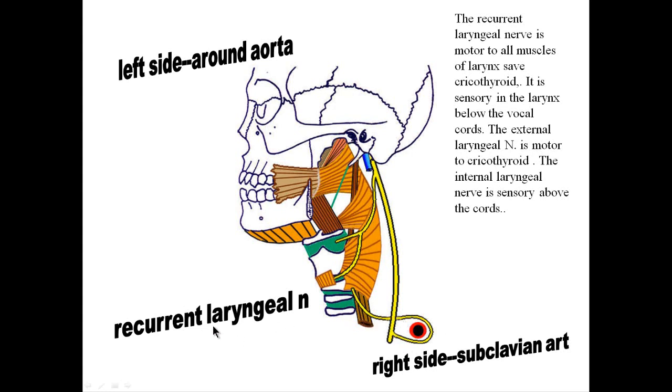Embryologically, the recurrent laryngeal nerve is different on the opposite sides of the body. On the left side, it recurs around the aorta. On the right side, it recurs around the subclavian. All has to do with the pharyngeal arches, the aortic arches, arch 4 development.